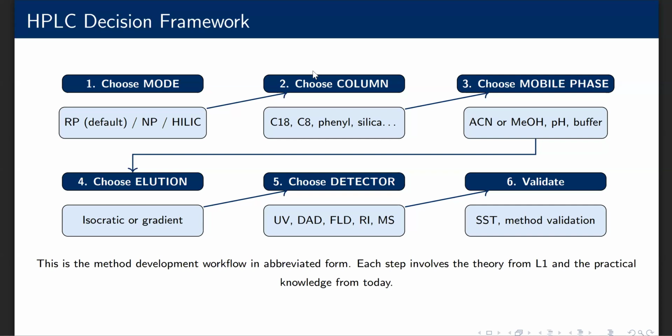Step 4, decide between isocratic and gradient elution based on the polarity range of your analytes. Step 5, choose the detector based on your analyte's optical or chemical properties. Step 6, validate the method, including system suitability testing. Each step involves both the theory from the fundamentals lecture and the practical knowledge from this lecture. In practice, steps 1 through 3 often involve iteration. You try a condition, evaluate the chromatogram, and refine.